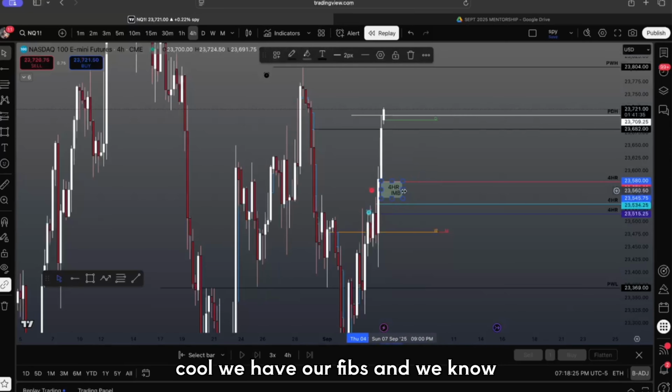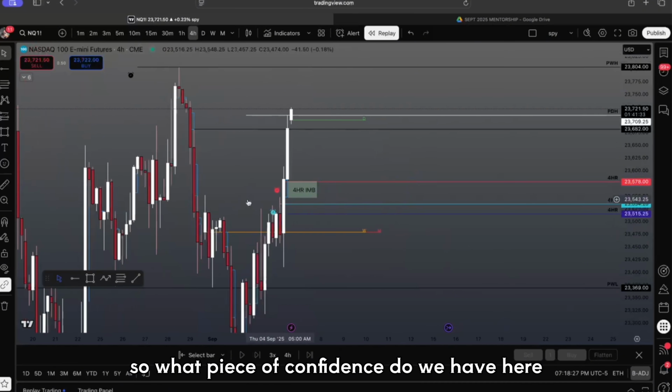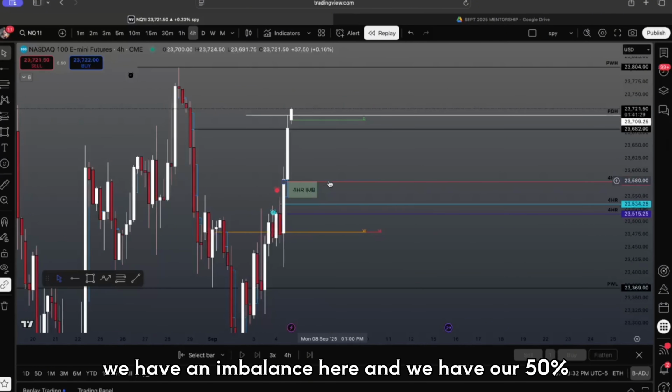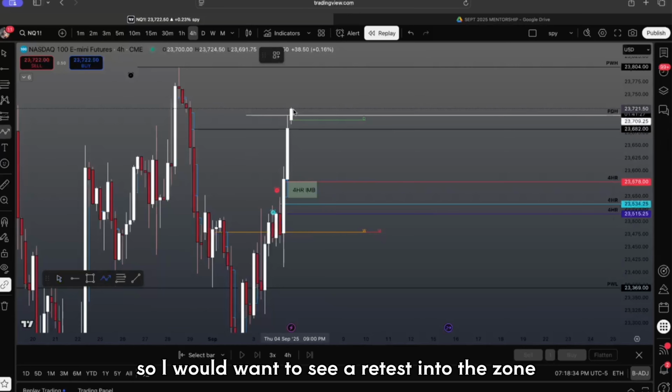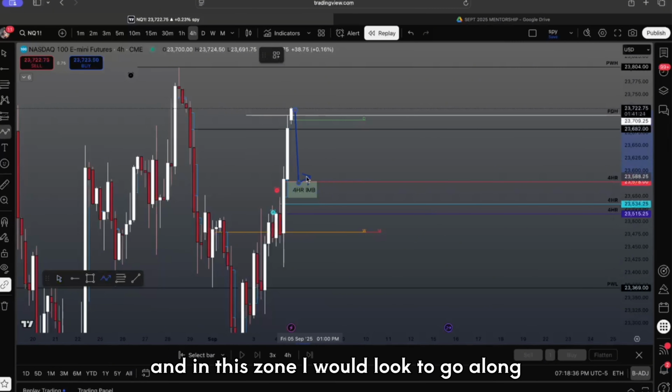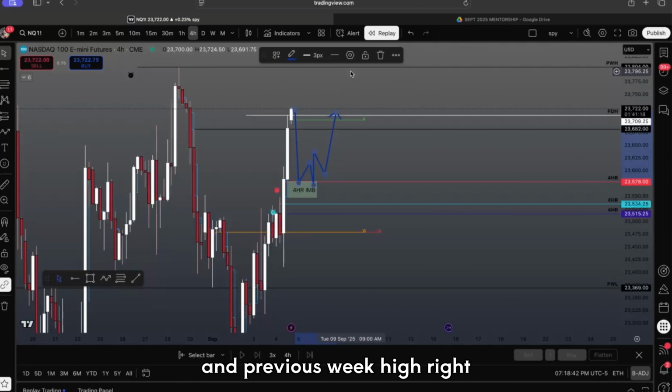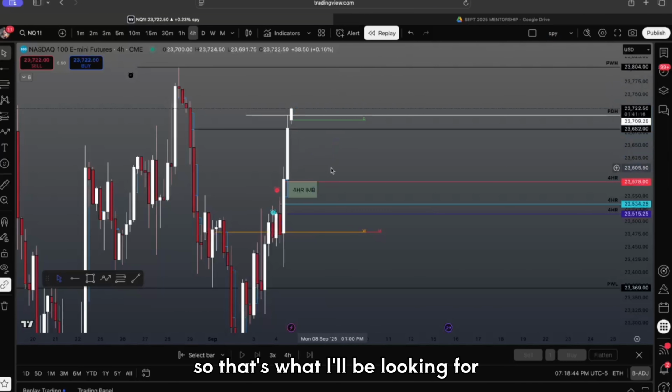Cool. We have our fibs and we know, so what piece of confluence do we have here? We had a structure shift on the 4 hour to the upside. We have an imbalance here and we have our 50% area. So I would want to see a retest into this zone, and in this zone, I will look to go long if we can do something like this, break above the high, retest, continue back to previous day high and previous week high, right? So that's what I'll be looking for.